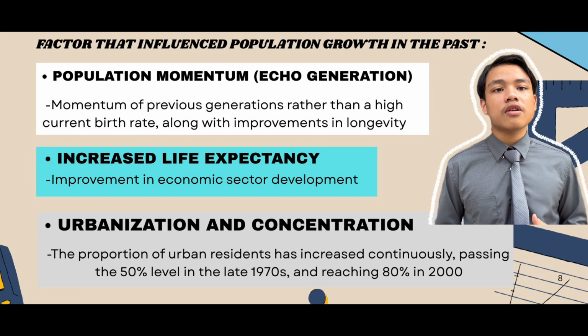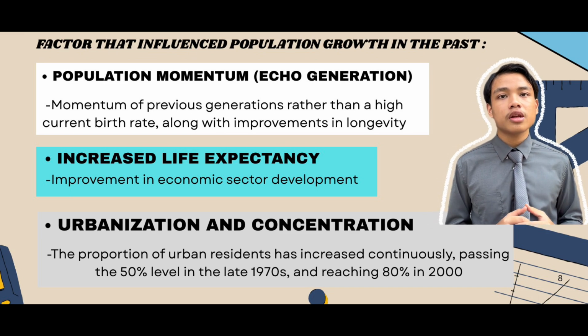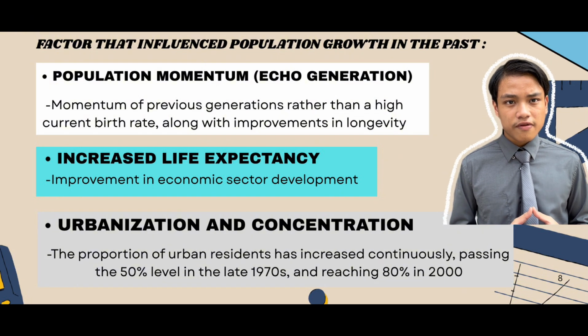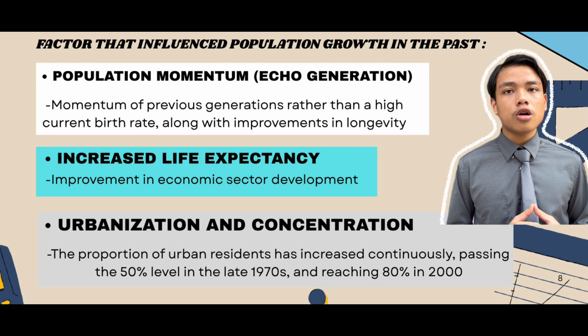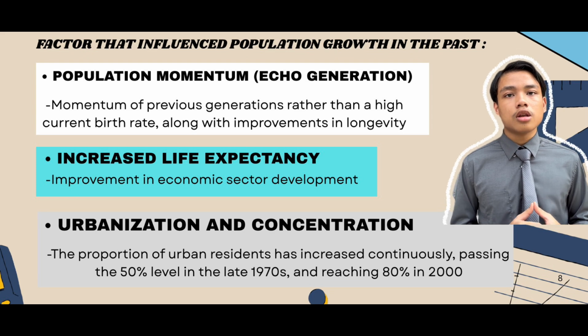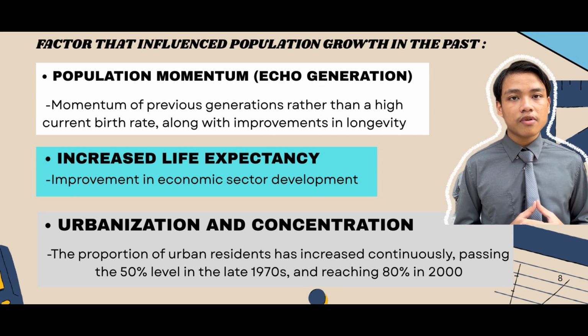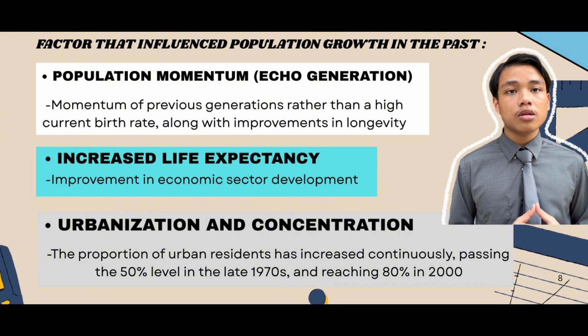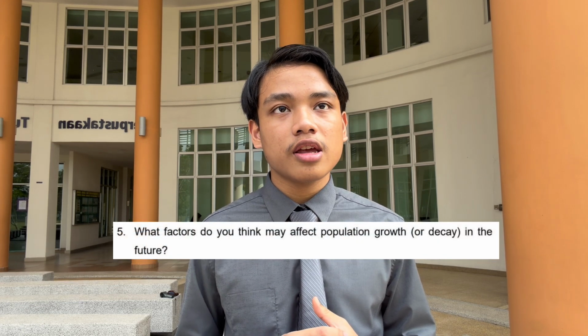Next is the increased life expectancy. During this period, South Korea experienced rapid improvement in health standards, leading to higher life expectancy and a large aging population, which increased the total population count. Lastly is urbanization and concentration. The proportion of urban residents has increased continuously, passing the 50% level in the late 1970s and reaching 80% in 2000.